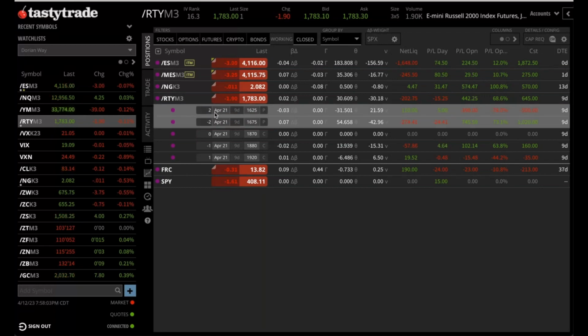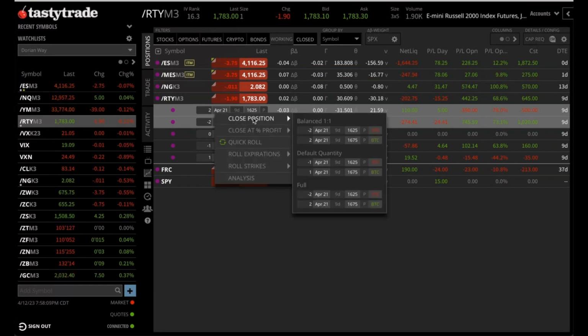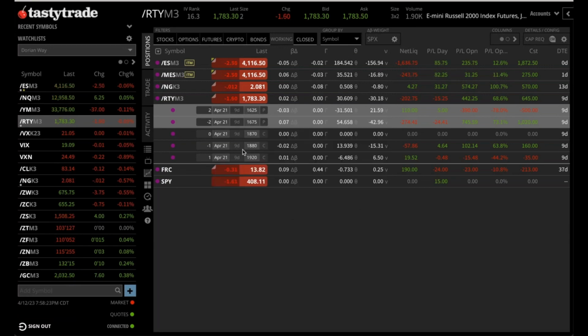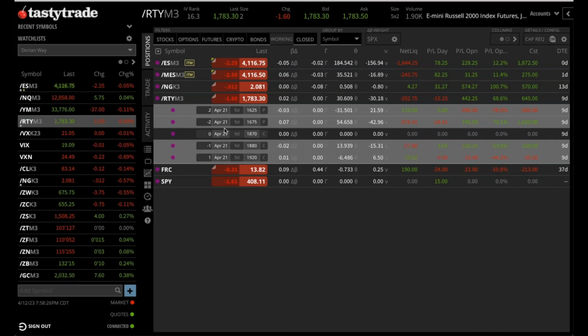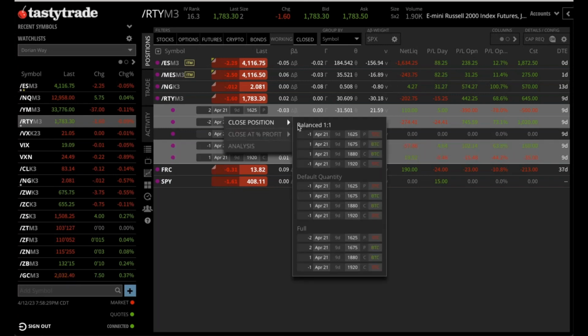Highlight only the legs you want to take off. Right mouse button click. And in this scenario, it's giving you a closed position, and then it's saying balance, default, or full. Right? Sometimes full is going to be different than balance, okay? Because you might have some offsetting contracts. So for example purposes, if I highlighted these here, and then I went closed position, you can see balance is different than full this time.